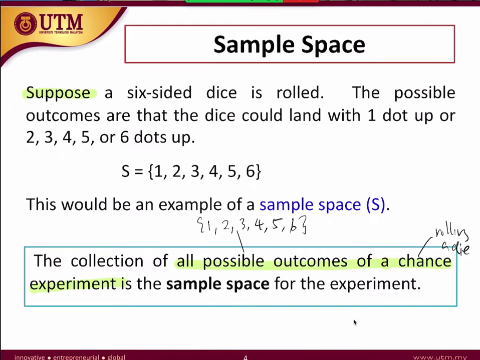For a sample space, usually we use curly brackets and the symbol S. So when we see this, we are saying that this is the sample space of the chance experiment, the possible outcomes from our experiment.